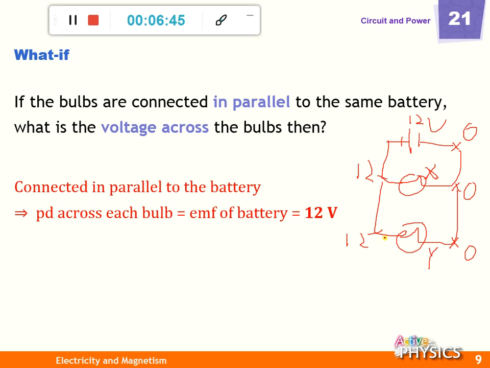So the PD across Y should be 12 and 0. The answer is 12. For X, the difference between the potentials 12 and 0 is 12 also. This one is the parallel circuit. The PD across each light bulb should be the same.